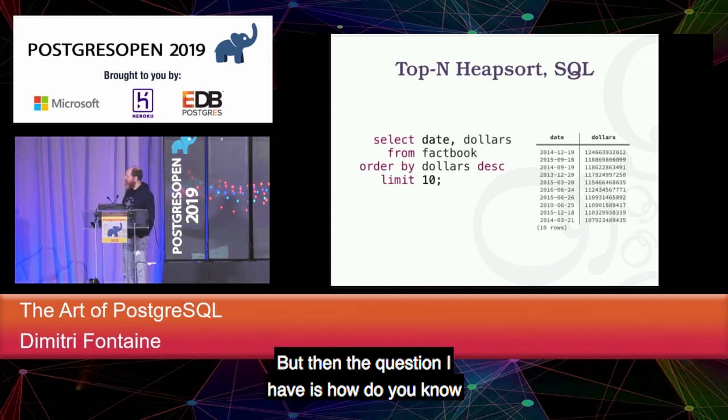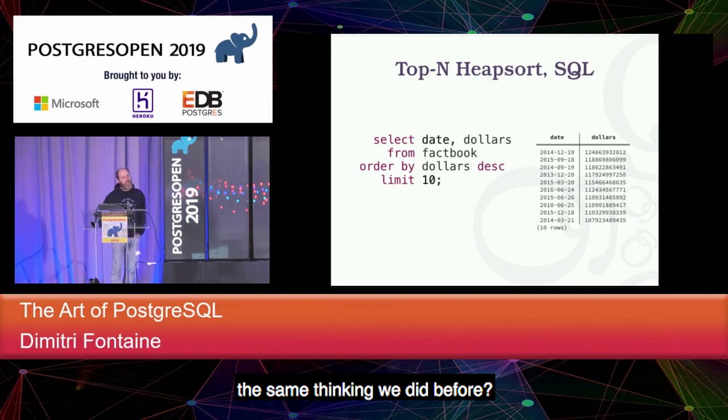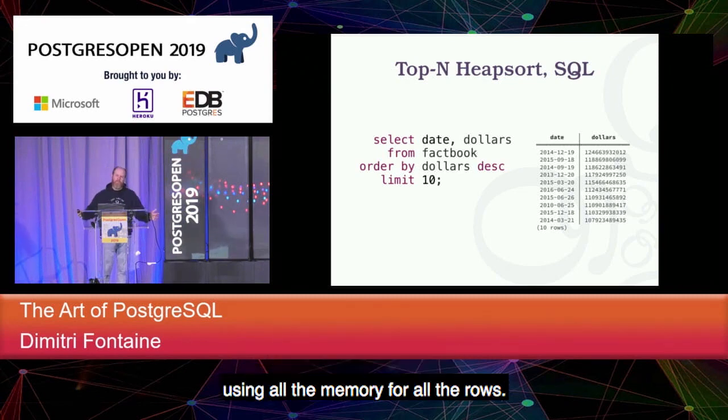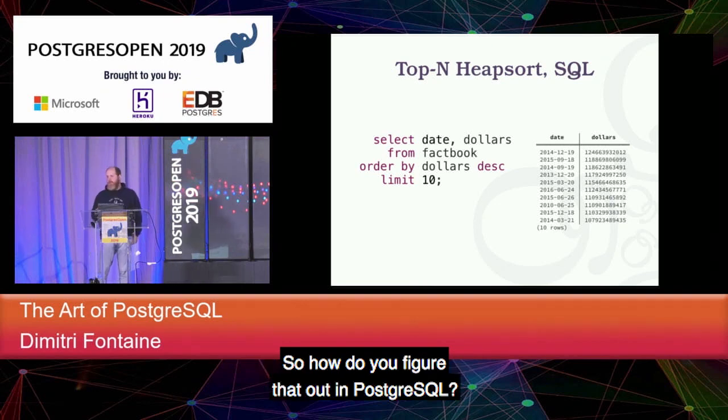But then the question I have is, how do you know that this is actually going to use the same thinking we did before, only 10 lines in memory at all times, rather than using all the memory for all the rows? And if you have 1 billion rows, it's a problem. So how do you figure that out in Postgres? Well, you use EXPLAIN.